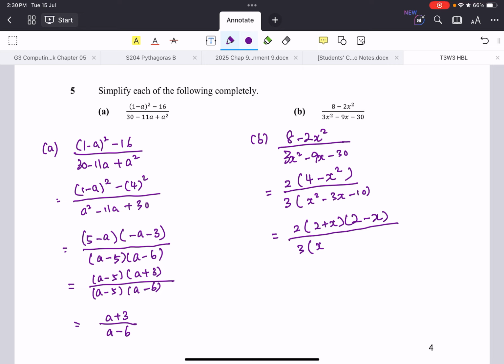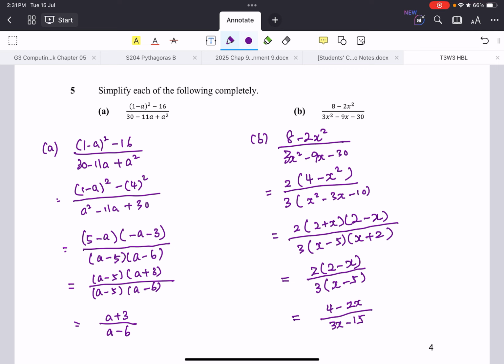Then I can break it up into 5 and 2, right? So it's negative 5, positive 2. Okay, so 2 plus x and x plus 2, they are the same, so they cancel out. Actually, in division is a better word. So 2 minus x left. On the denominator, we have 3, x minus 5. Okay, if you want to write it more cleanly, it will be 4 minus 2x over 3x minus 15. That works. Okay. Right, next question.